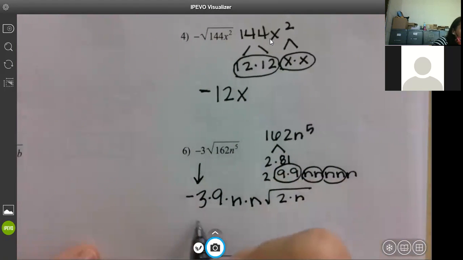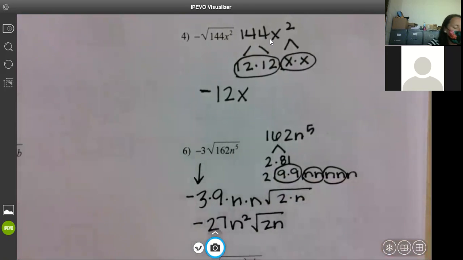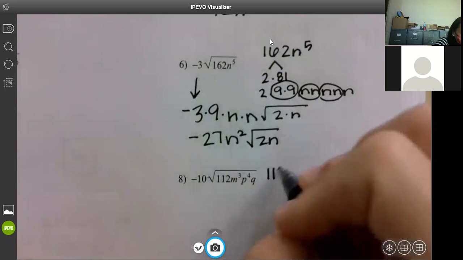9 times -3. That's -27. How many total n's do I have outside? 2. That's what I write. 2 n's, so n squared. And then inside, I just have a 2 and an n. Again, don't make it more complicated than what it is. Letters work the exact same way. All right, we're going to do another one.